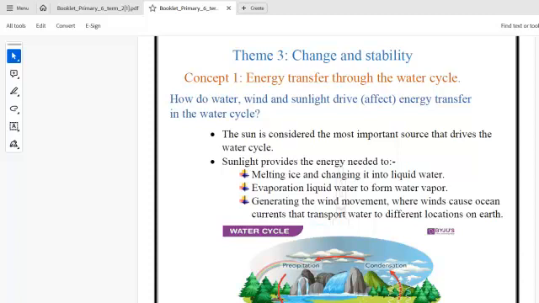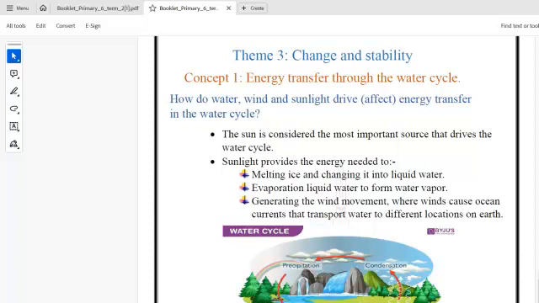Now we start with the curriculum for primary 6. We start with STEAM 3, change and stability. Concept 1 is about energy transfer through the water cycle. How do water, wind, and sunlight affect energy transfer in the water cycle?